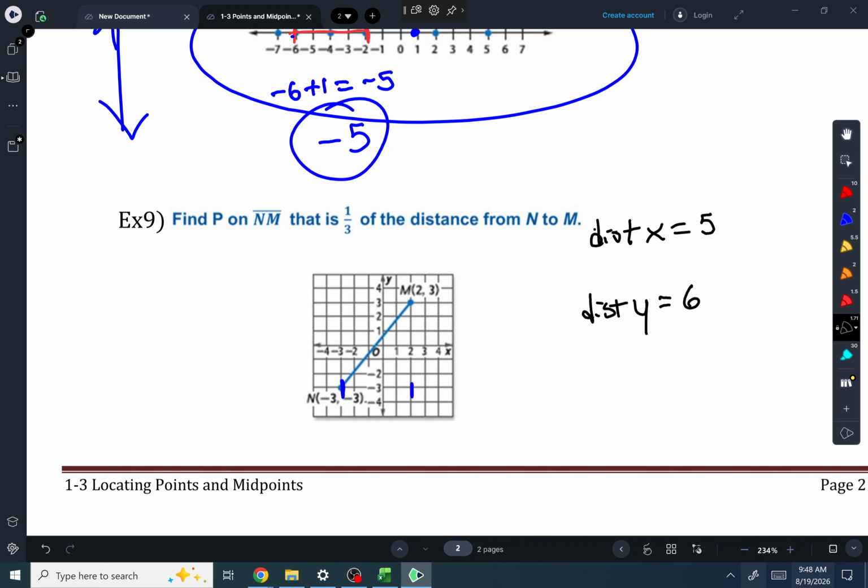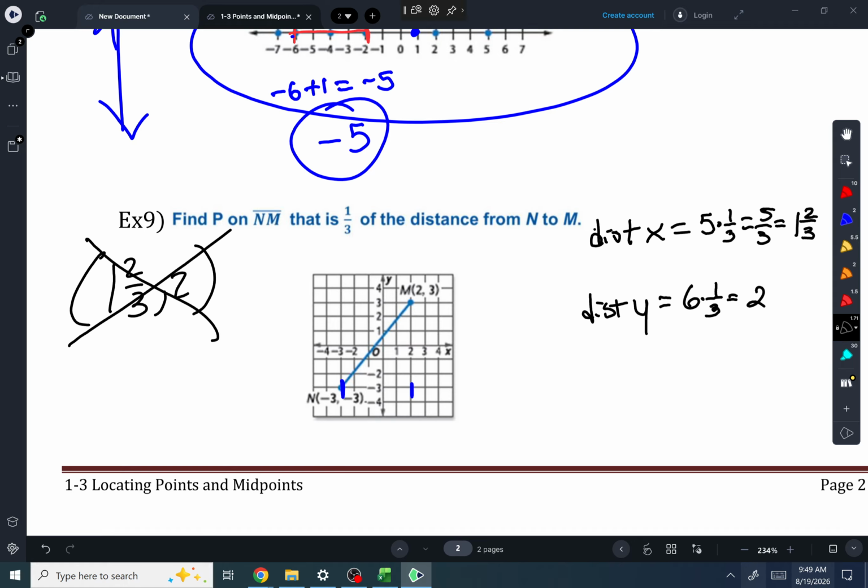I don't move it 5 and I don't move it 6. If I moved it 5 and 6, I would end up at the other point. So multiply each by 1/3. And I actually would write this as a mixed number because I need to move it, yeah? So this is 5/3, which is really 1 2/3. We okay with that? And then 1/3 of that is easy, it's 2. That does not mean the point is at 1 2/3, comma 2.